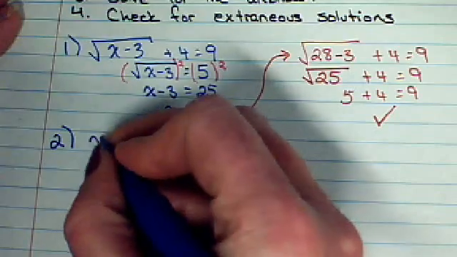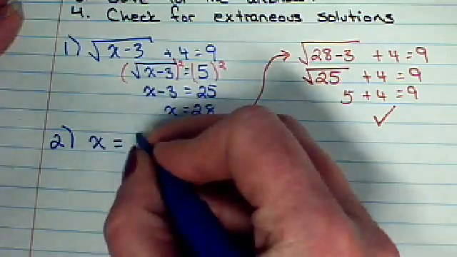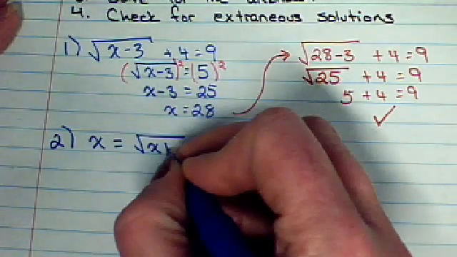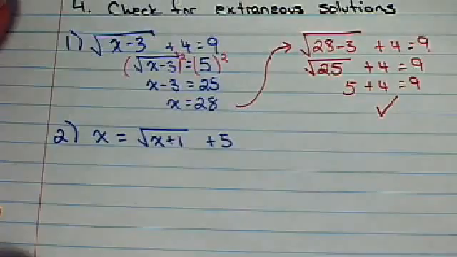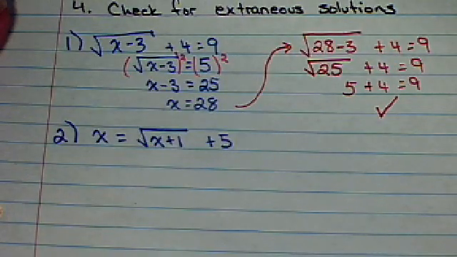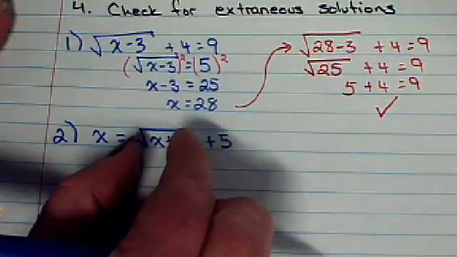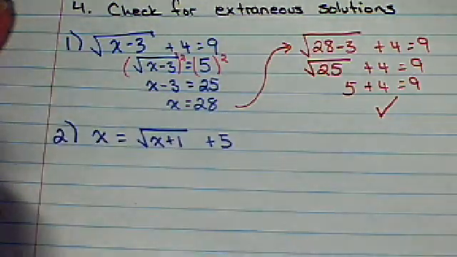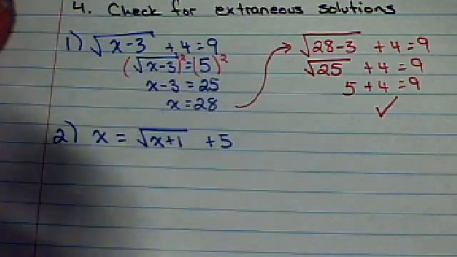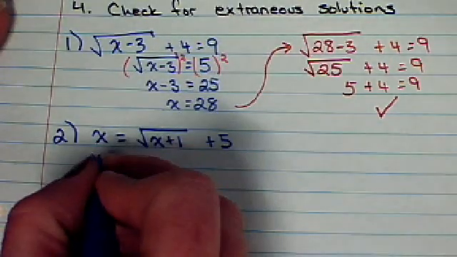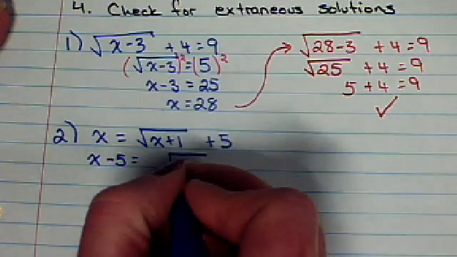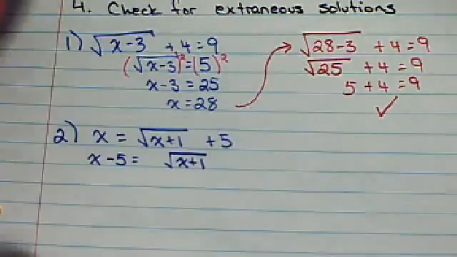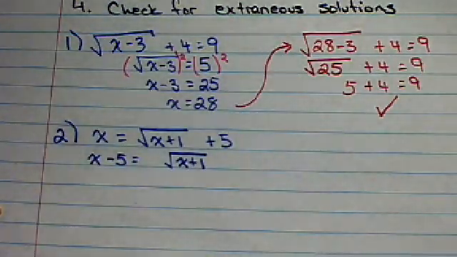Next example. I have x equals the square root of x plus 1, plus 5. Now I want to isolate the square root. Here's the radical, here's the square root. I'm going to get rid of that plus 5. The opposite of adding 5 is subtract 5. So I get x minus 5 equals the square root of x plus 1. Now I need to square both sides of the equation.